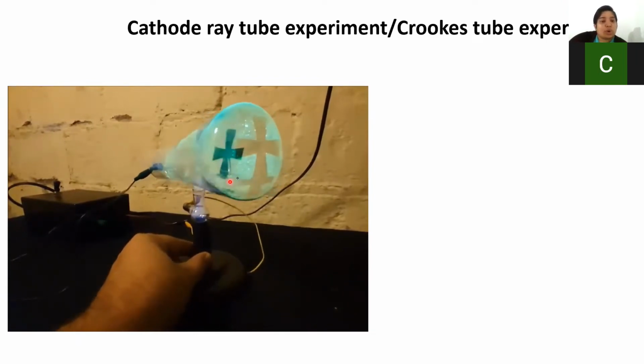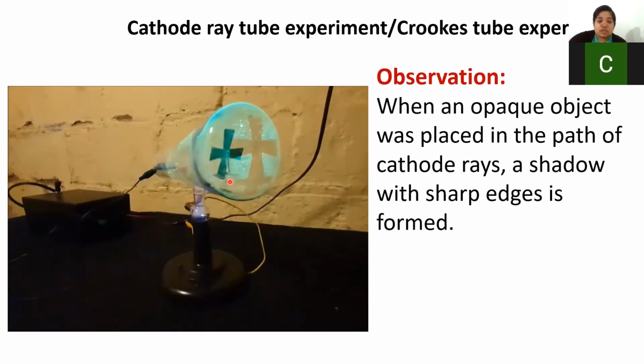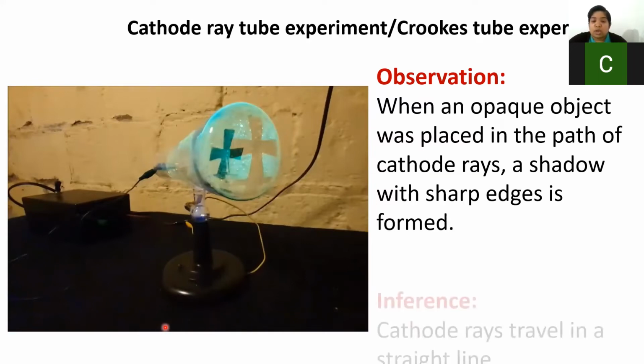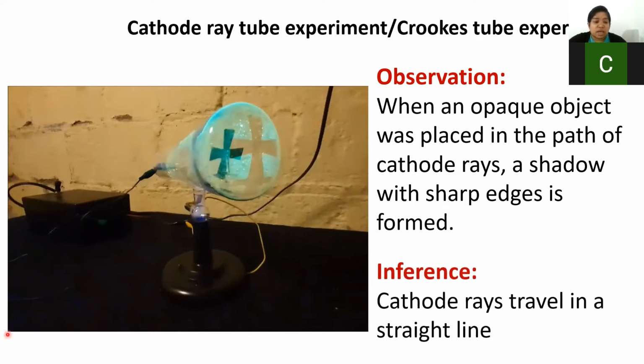So from what you observe, now this is your observation. You observe that when you have an object in the path of the cathode rays, you can create a shadow. And what that basically means is that the cathode rays are moving in a straight line. So our inference is that cathode rays travel in a straight line.